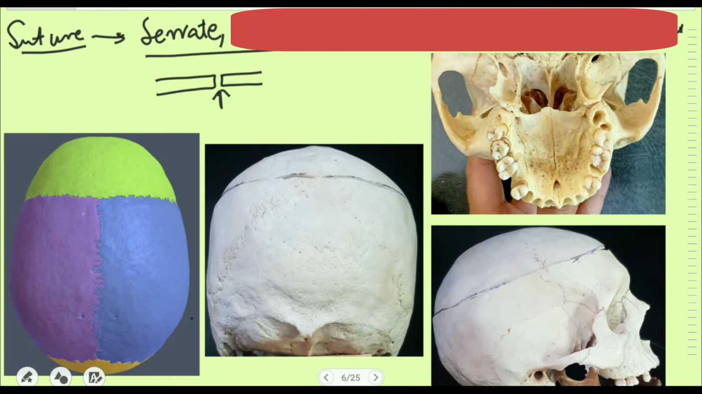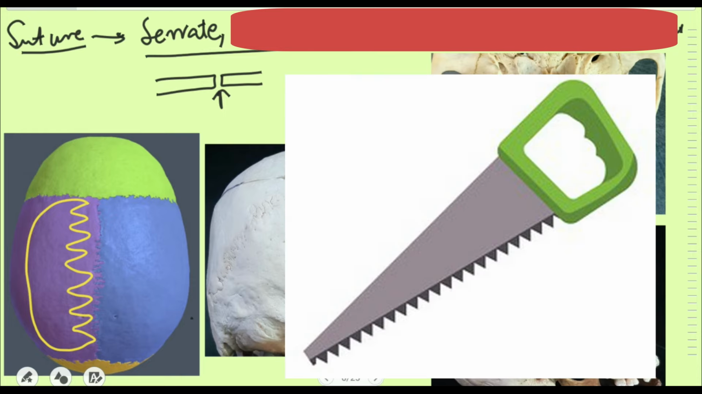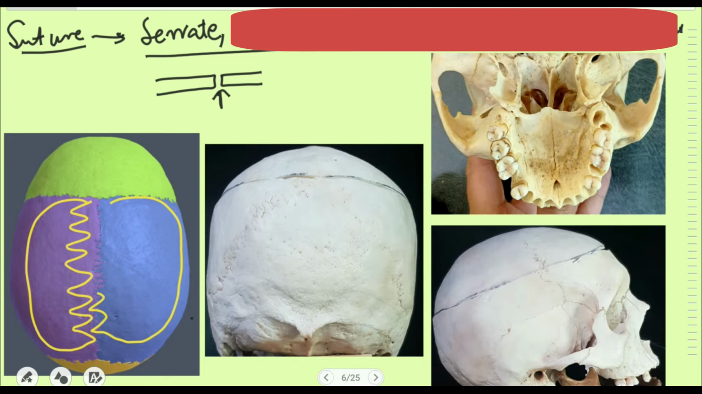I will explain here. Look at here, this is the parietal bone, and at the level of the contact, the shape of the bone is like the sawtooth. Likewise, the opposite bone has also got an appearance of the sawtooth, which will fit inside the other bone. So this is the serrate suture, the sagittal suture is a serrate suture.